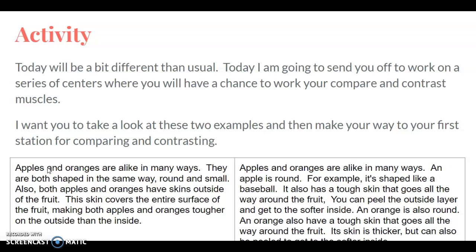In the second column, apples and oranges are alike in many ways. An apple is round. For example, it's shaped like a baseball. It also has a tough skin that goes all the way around the fruit. You can peel the outside layer and get to the softer inside. An orange is also round. An orange also has a tough skin that goes all the way around the fruit. Its skin is thicker, but can also be peeled to get into the softer inside.